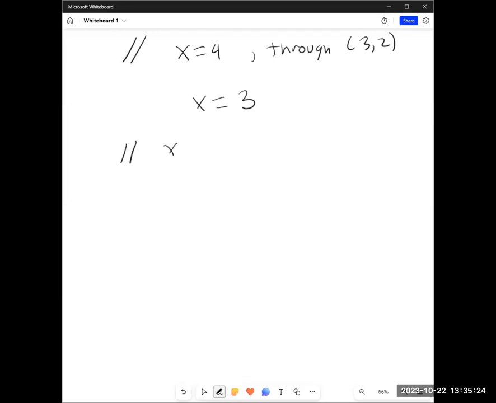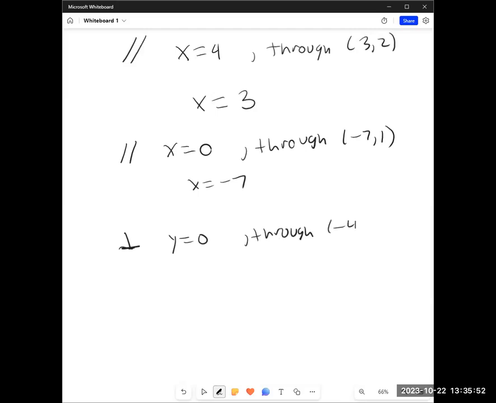Now we want parallel to x equals 0 and through (-7, 1). So this one's going to have to be x equals -7. This last example is going to be perpendicular to the x-axis, which is y equals 0, and through (-4, 7). So to be perpendicular to a y equals equation, it's going to be an x equals equation, and it's going to be x equals -4.